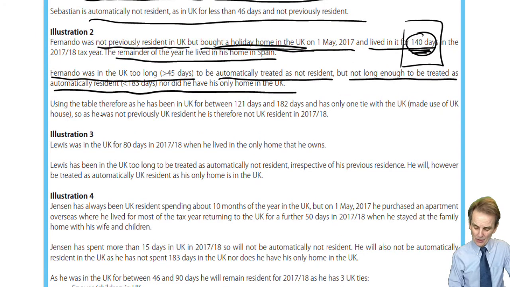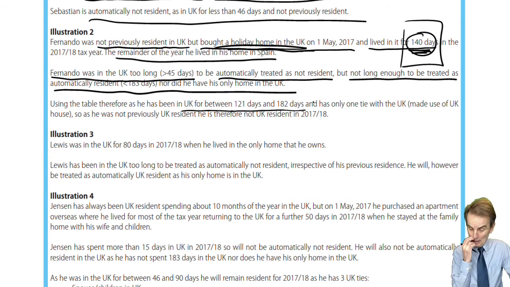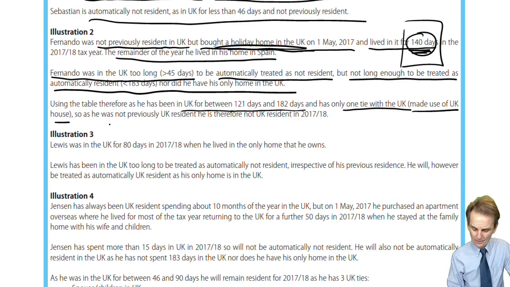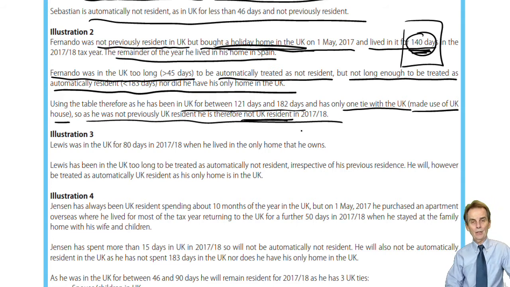On that basis, using the table, as he's been in the UK for between 121 and 182 days, not 183 days or more, he's only got one tie with the UK, made use of a UK house. So as he was not previously UK resident, he's therefore not UK resident in our tax year 17/18.